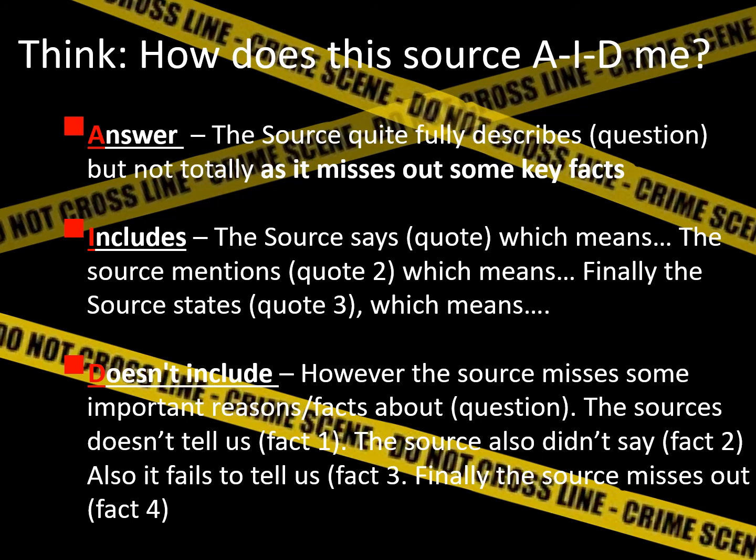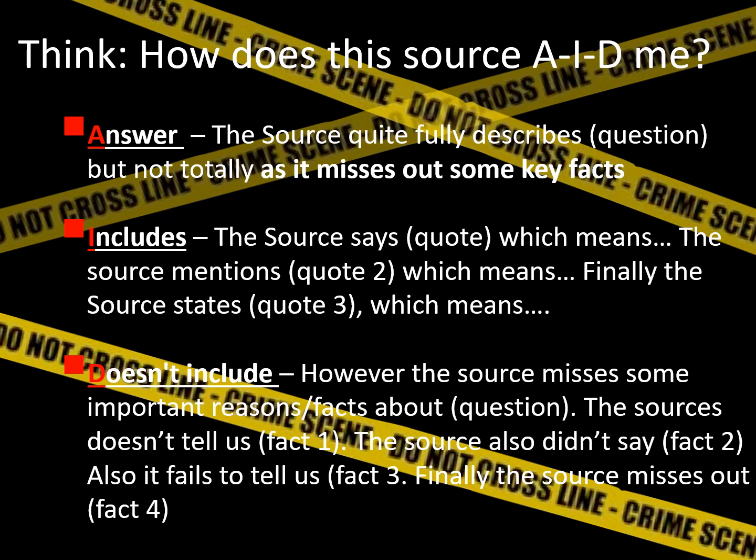So remember, it goes like this. You use the acronym, and you always write the same sentence. So the source quite fully describes the outbreak of cholera, because that's the question, but not totally, as it misses out some key facts. We then do a new sentence, and it says the source says, and you just pick something about cholera from the source and you just write it as a full quote, which means, and then you can say something about it. The source also mentions, and then you pick a second quote, so pick something else, which means, and then you tell me what that means in your own words. Again, just a short sentence. And then finally the source states your third quote, which means, and the same thing again.